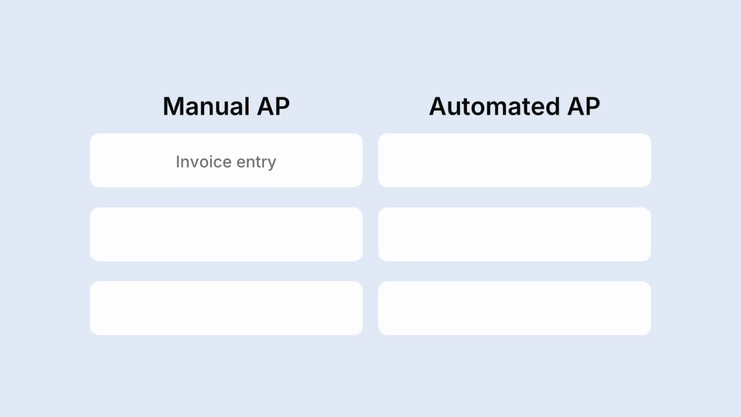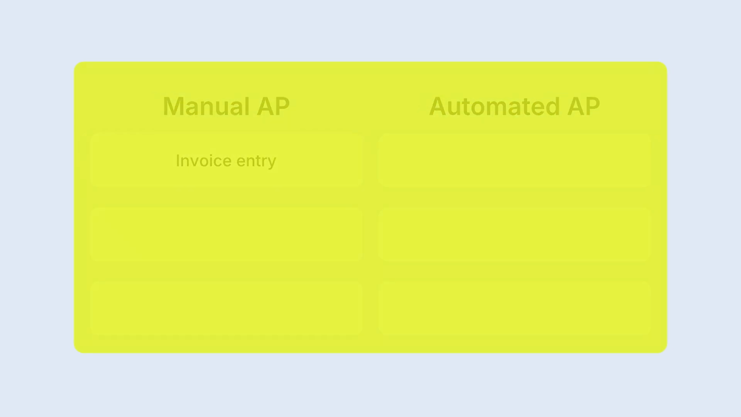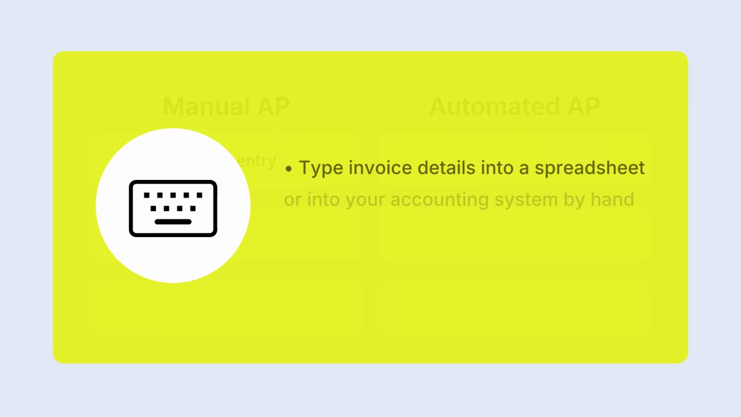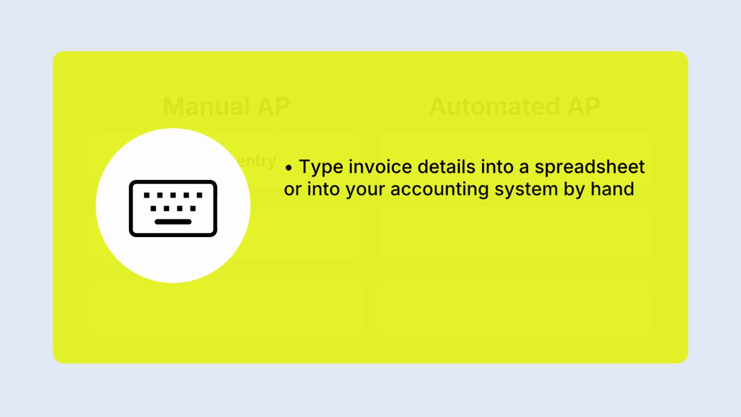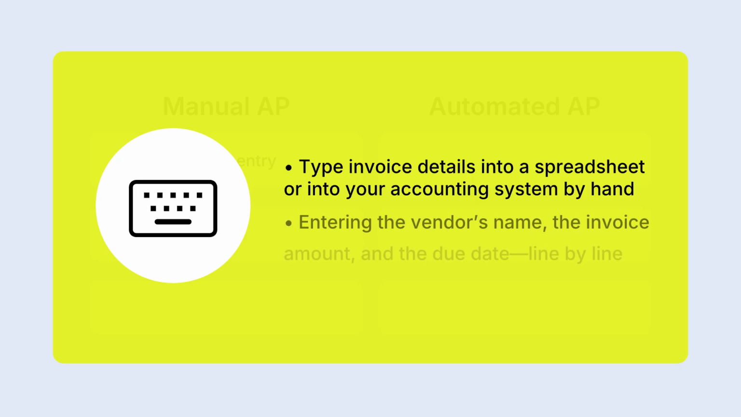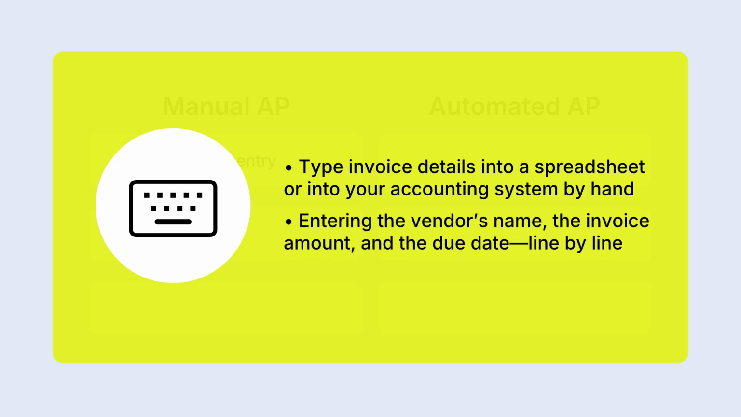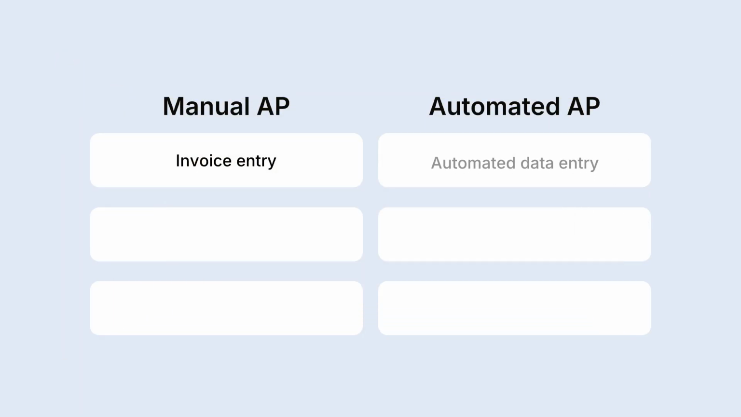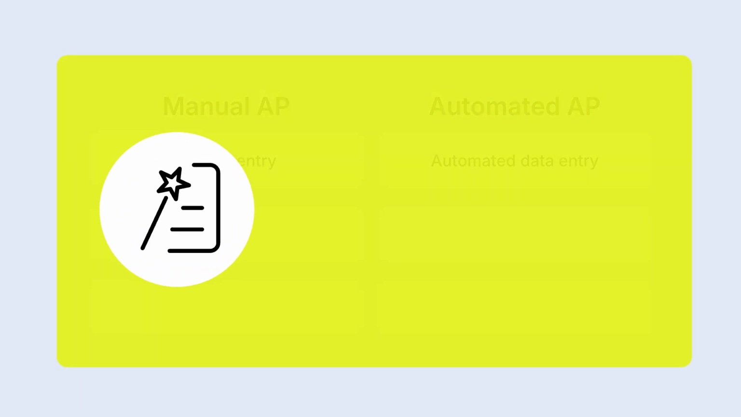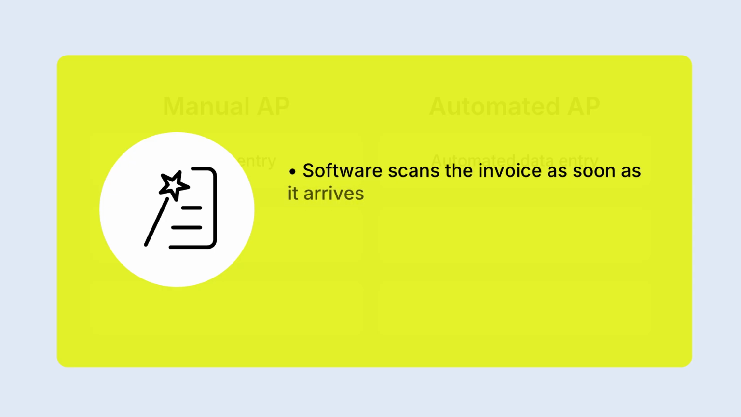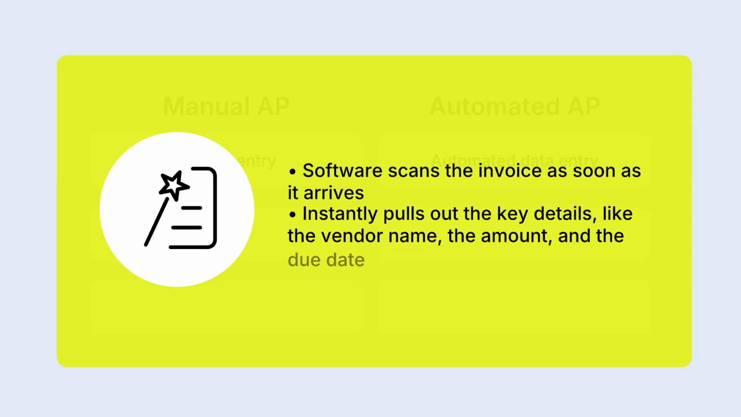One example is invoice entry. When done manually, you would have to type invoice details into a spreadsheet or into your accounting system by hand. That means entering things like the vendor's name, the invoice amount, and the due date line by line. With automation, your software scans the invoice as soon as it arrives. It instantly pulls out the key details, like the vendor name, the amount, and the due date, and places them in the system without you lifting a finger.